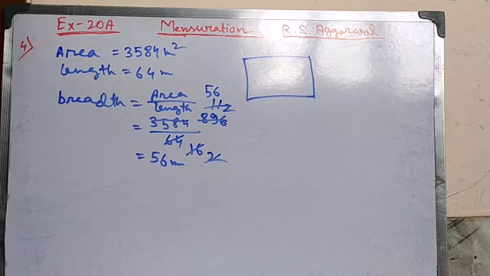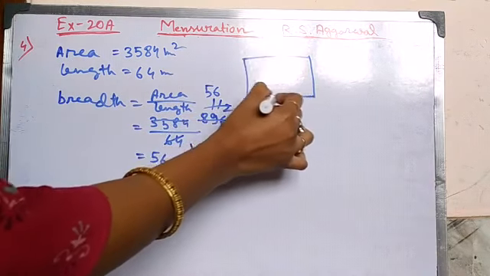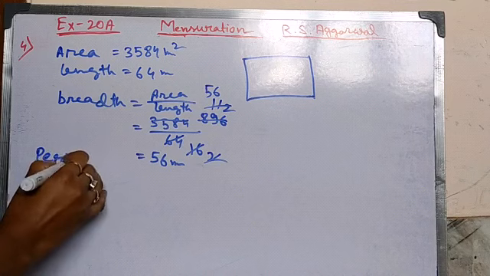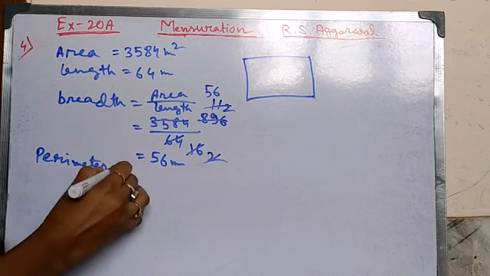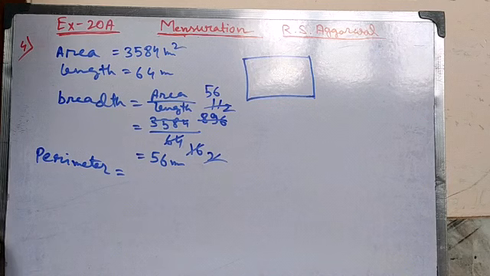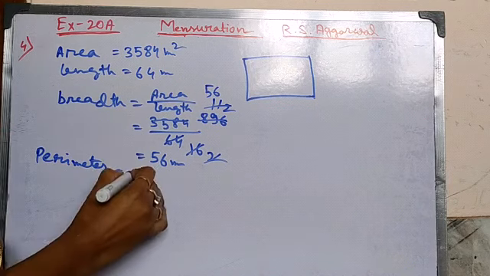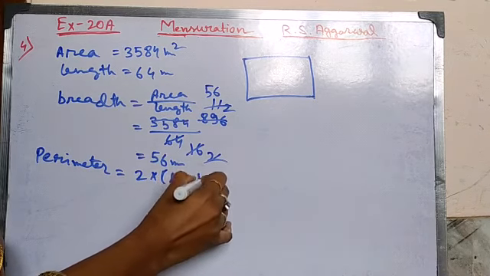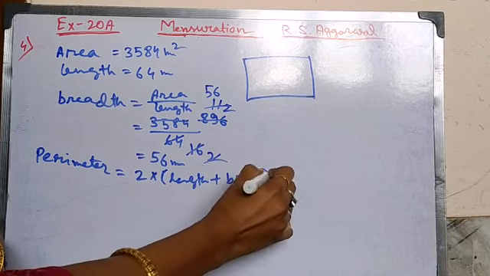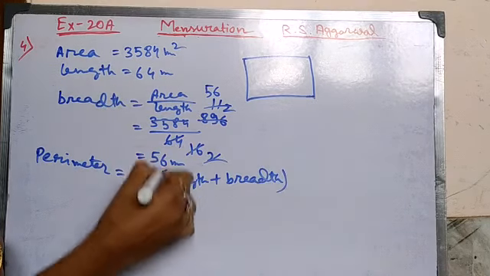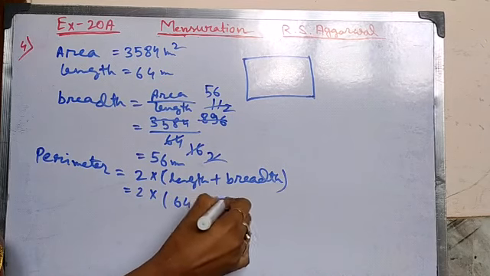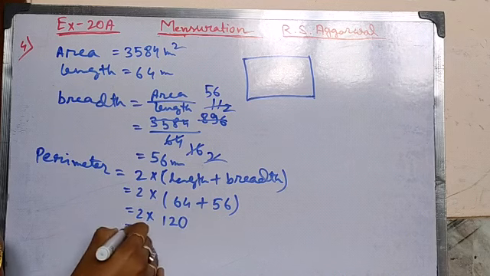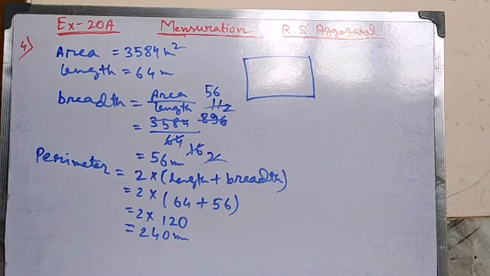Then a boy runs around the field. Around means the boundary of the field. That means we have to find out the perimeter. As it is telling around the field, that's why we will find out the perimeter. Perimeter means 2 into length plus breadth. So 2 into length is 64 plus 56 meter.